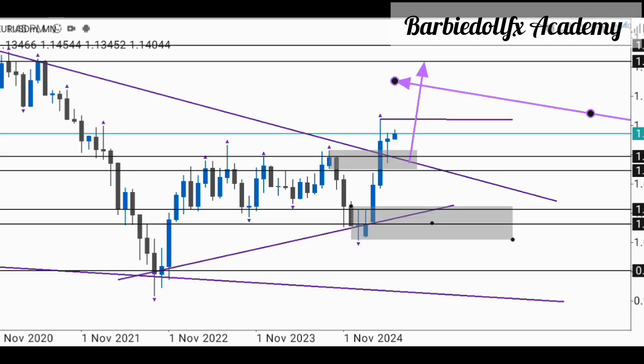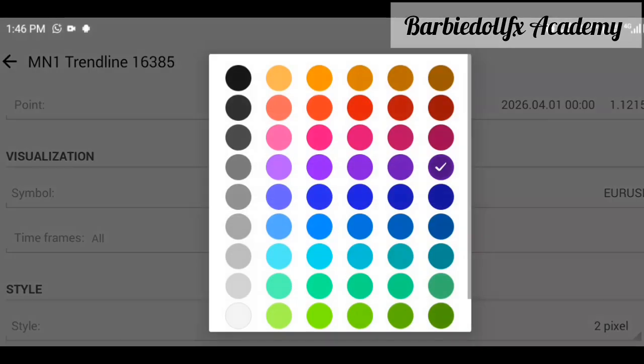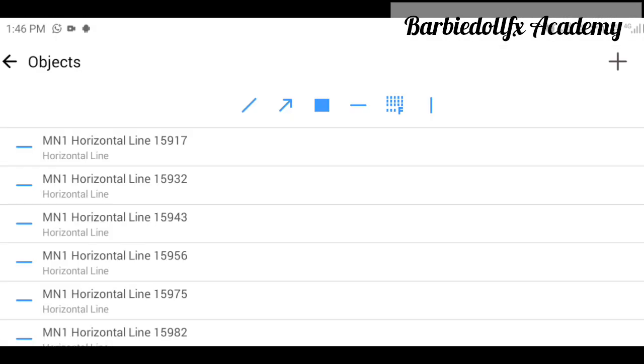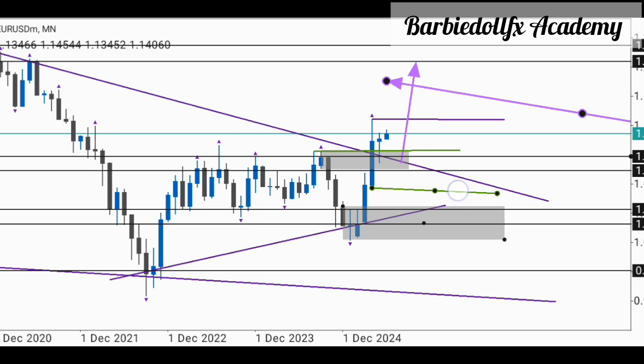Let me use another color. Assuming your entry is around here, maybe around here, because you will still understand the difference. Your entry is here. Your stop loss should be on the candle, the leg of the candle that breaks out. This is your stop loss.